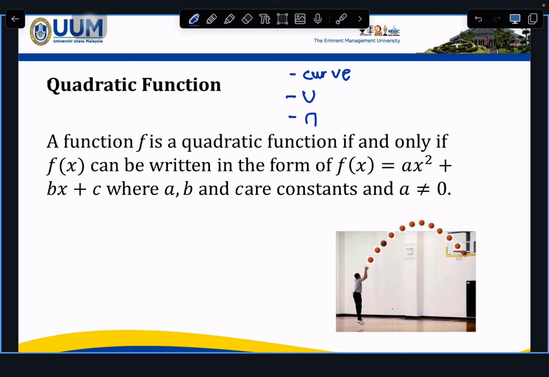Ada paksi simetri. Okay, correct. Okay, maximum point, minimum point. What else? Power of 2. Okay, apa yang power of 2? Power of 2, correct. So we have something like ax, power of 2. Okay, this is quadratic, correct. What else?